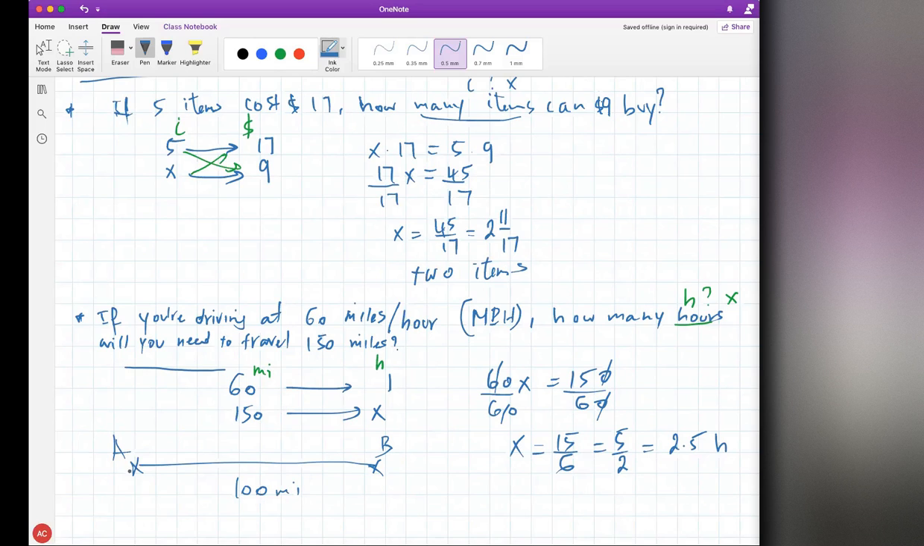If you're driving at 50 miles per hour, how many hours will it take to travel from A to B? For each hour you travel 50 miles, and you need to travel 100 miles. So how many hours is that?